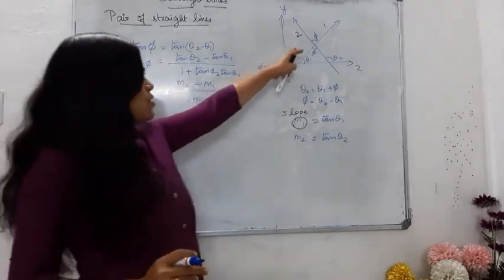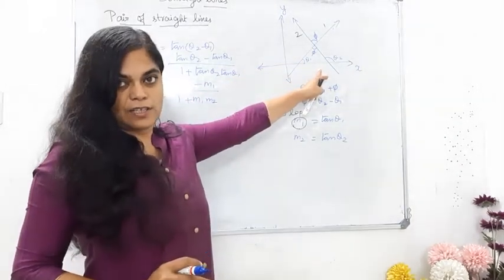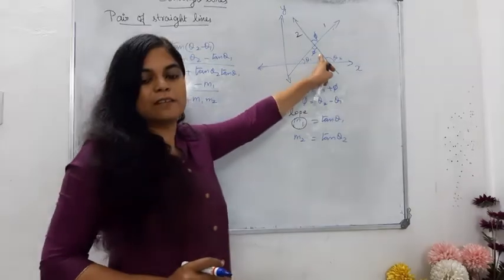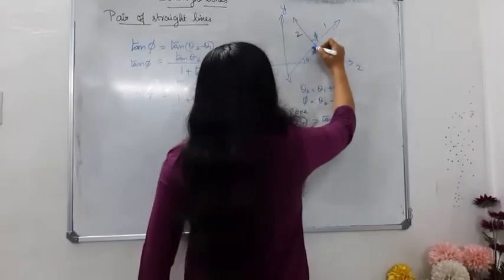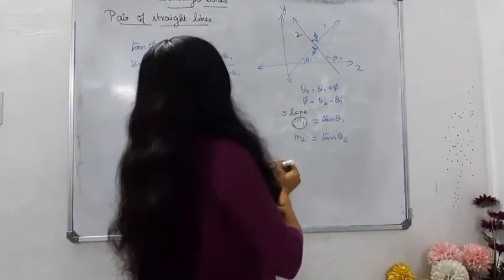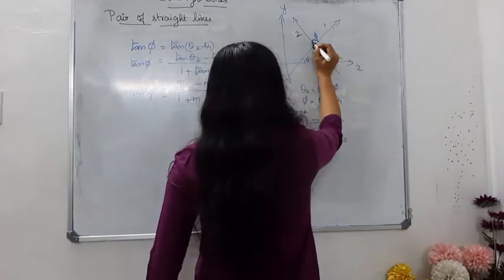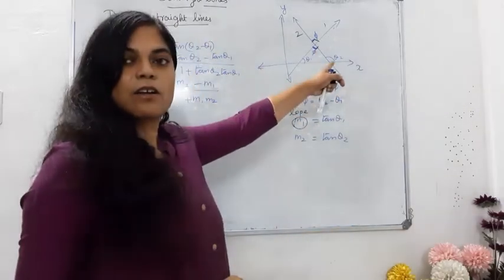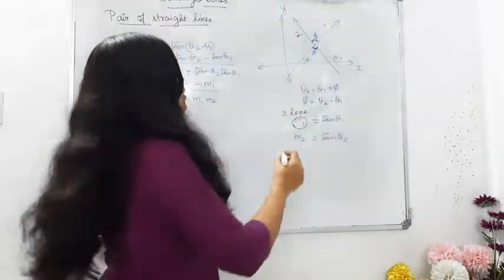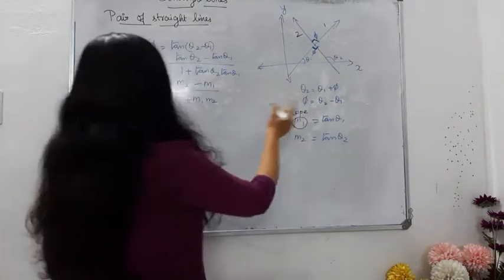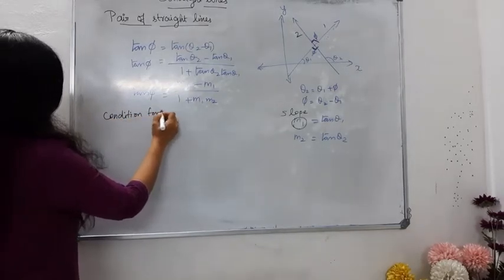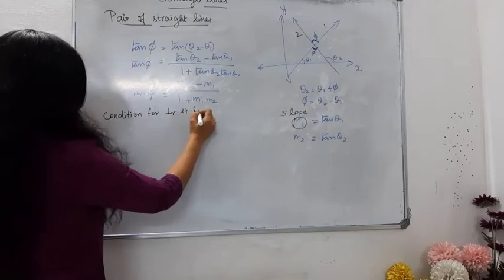Suppose these two straight lines intersect each other in a perpendicular manner, say for example, one line is perpendicular to the other. Here this angle may be 90 degree. Okay? If the two straight lines intersect at an angle of 90 degree, what does it mean? One straight line is perpendicular to the other. So if the condition is like that, what is the condition for perpendicular straight lines? So let us see the conditions for perpendicular straight lines.